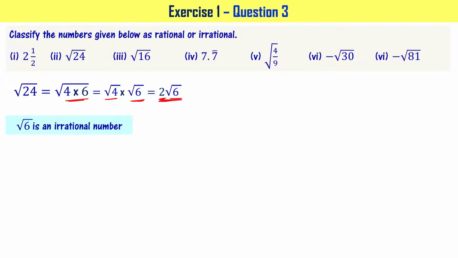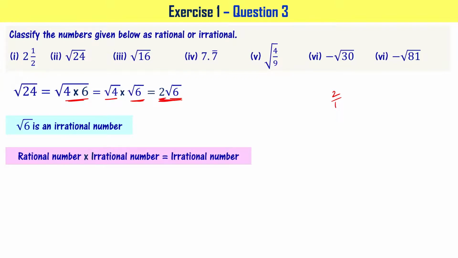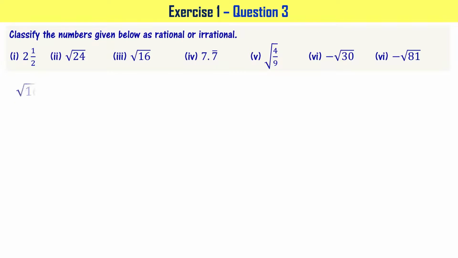We learned that root 6 is an irrational number, right? 2 is an integer. It can be written as 2 by 1. It means it is a rational number, right? Whereas root 6 is an irrational number. We also learned that a rational number times an irrational number always gives you an irrational number. It means 2 root 6 is an irrational number. It means root 24 is also an irrational number, right? Root 24 is an irrational number. Got it? Now let's look at the third part of the problem, that is root 16.